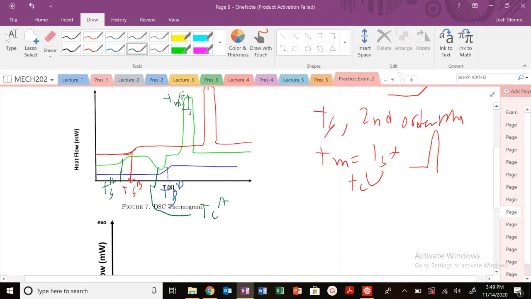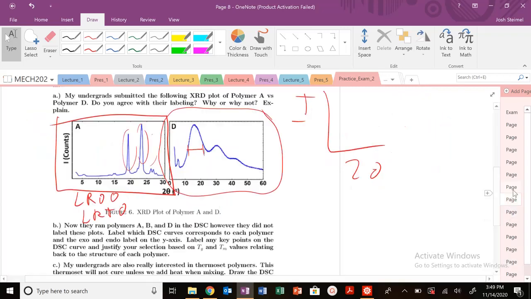And if I integrated this curve, if I look at the area of this curve, I know that I could get the delta H of fusion of A divided by delta H of theoretical or 100% crystalline, and then I could get my percent crystallinity there as well. So always think about the integration of that peak and what can be occurring there.